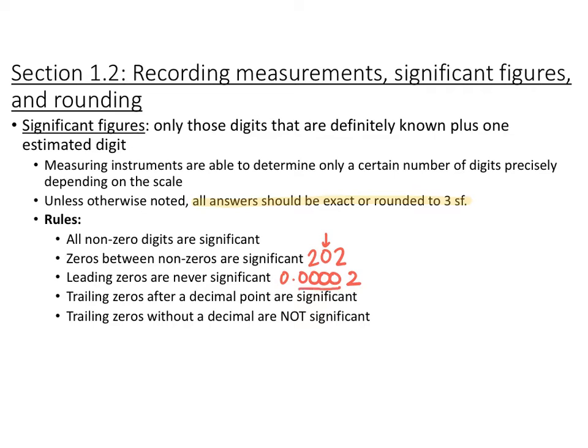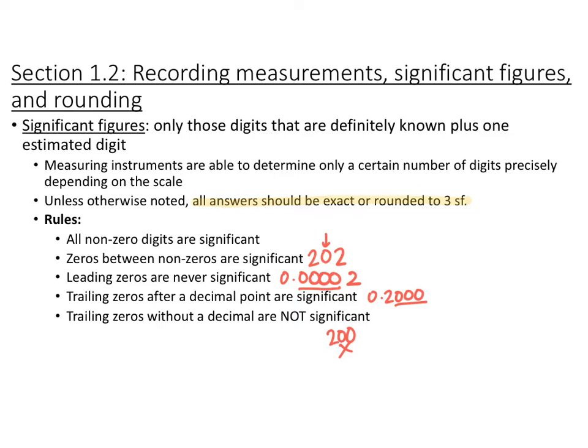Trailing zeros after a decimal point are significant. So if you have a decimal point and then you have some zeros afterwards, those are significant. If you have trailing zeros without a decimal place, so for example, the number 200, these zeros are not significant. So I would make sure you have all of those written down.